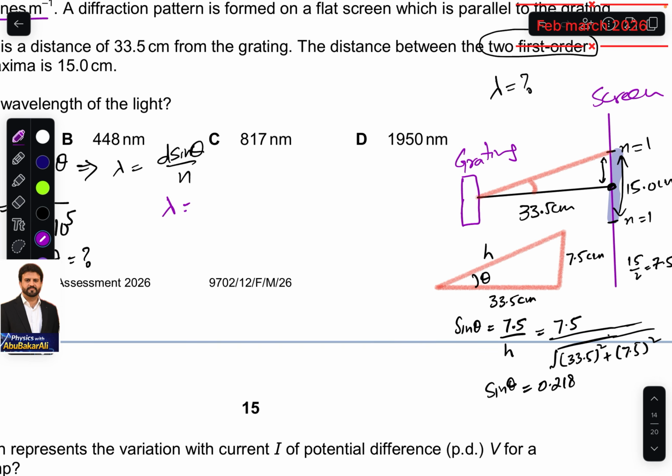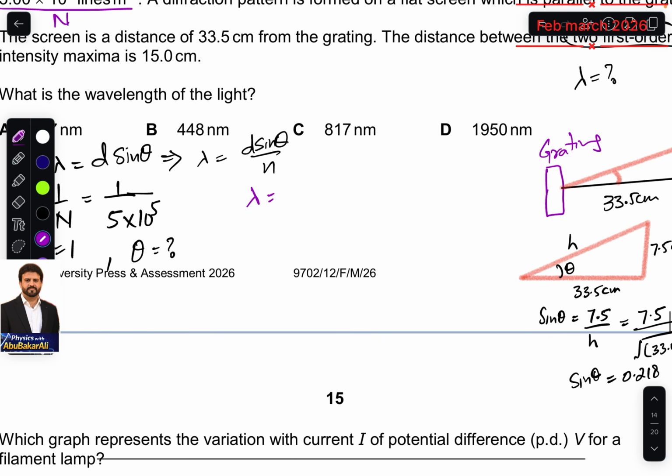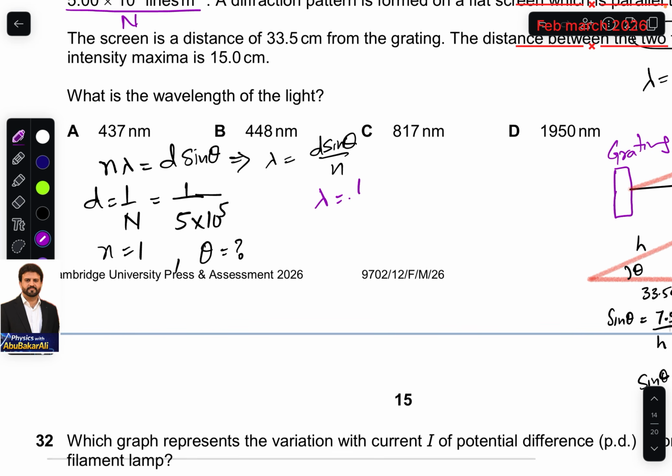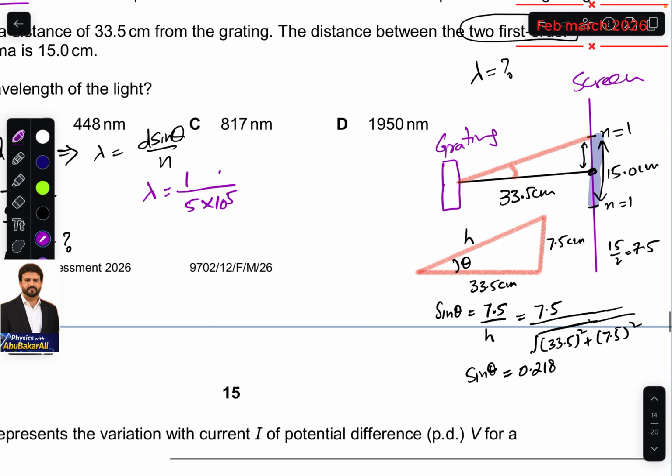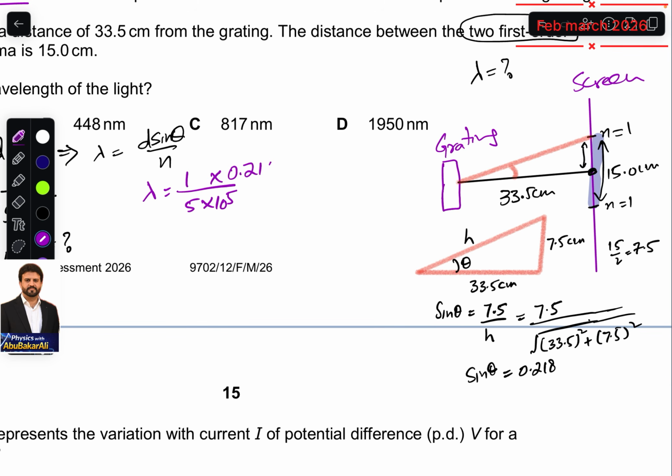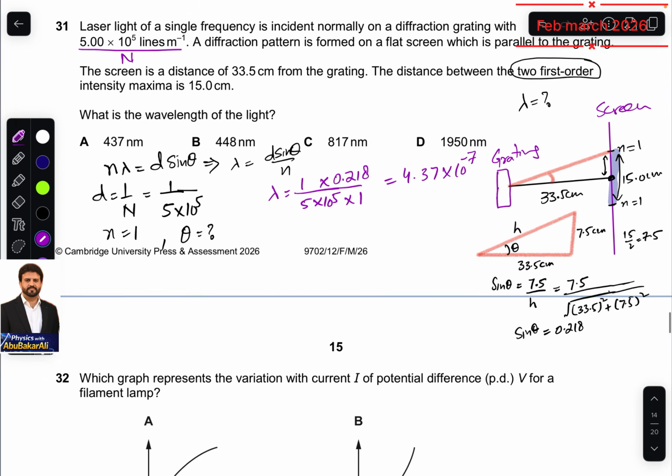So now we have sorted all of the things. Now I can put the values here. Lambda is equal to d, which is 1 over 5 into 10 raised to power 5, sine theta is 0.218, sorry, and n is 1. So when you solve this, you will get 4.37 into 10 raised to power minus 7. The options are in nano, so I can change this to 437 into 10 raised to power minus 9, or it can be written as 437 nanometer. So this is option A, that is correct.